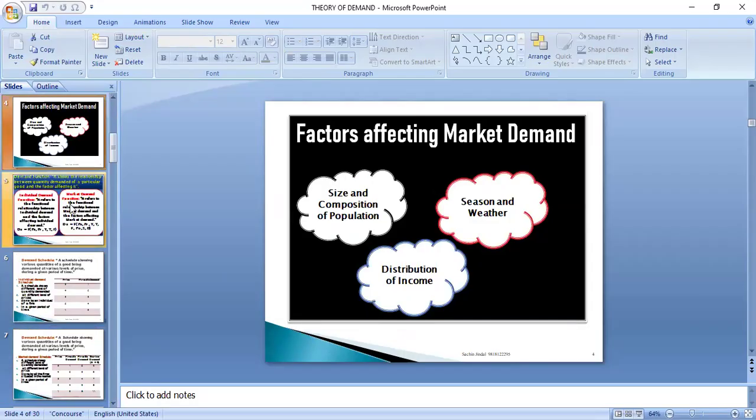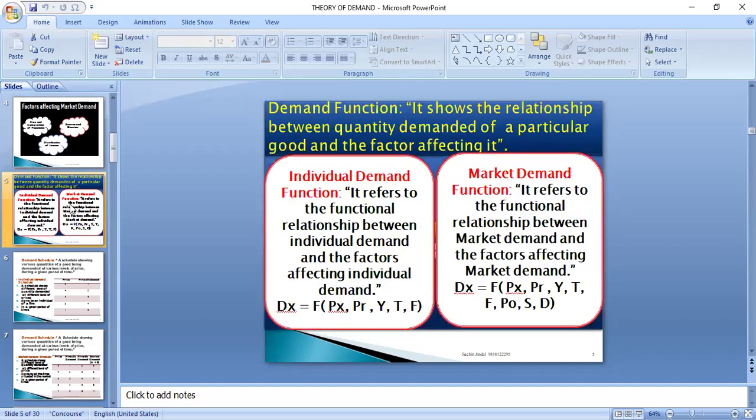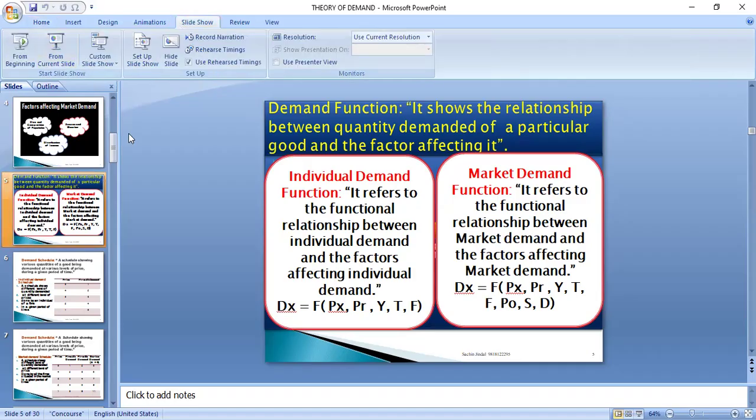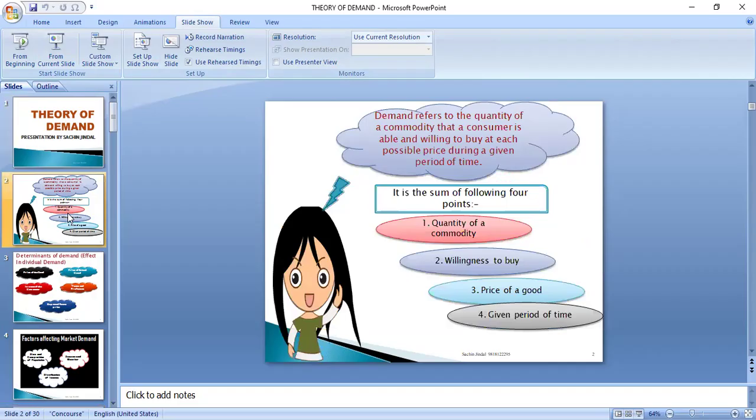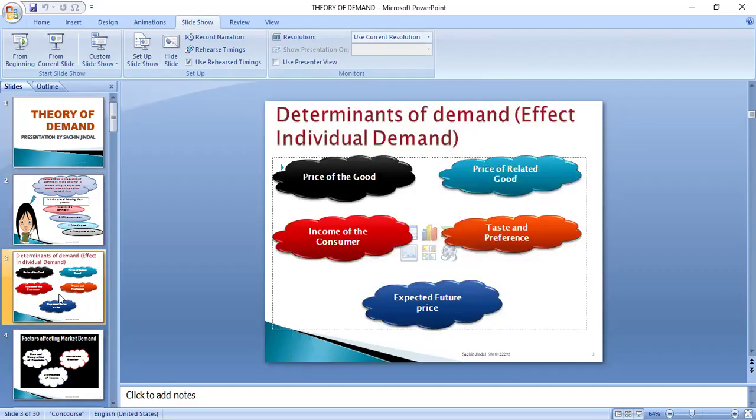Now, moving ahead, we are going to study the demand function today. To understand the demand function, we need to remember the factors that we have already studied. The price of the commodity is considered as PX, price of commodity X. PR, price of related good. Income of the consumer, we represent it with Y.